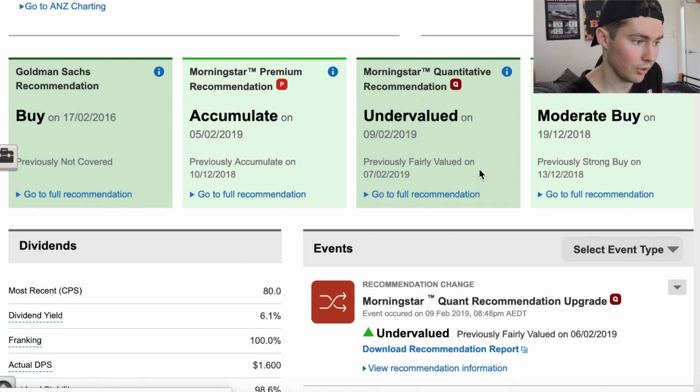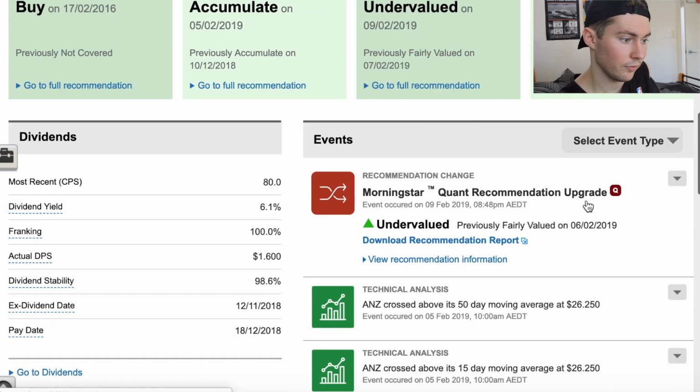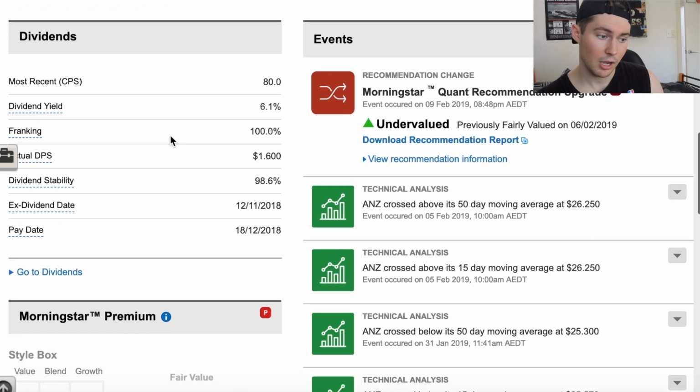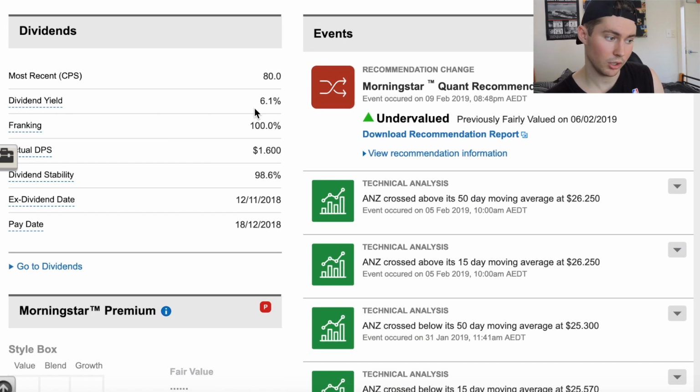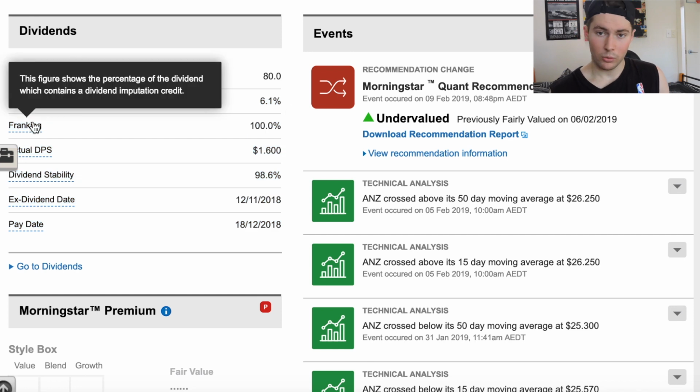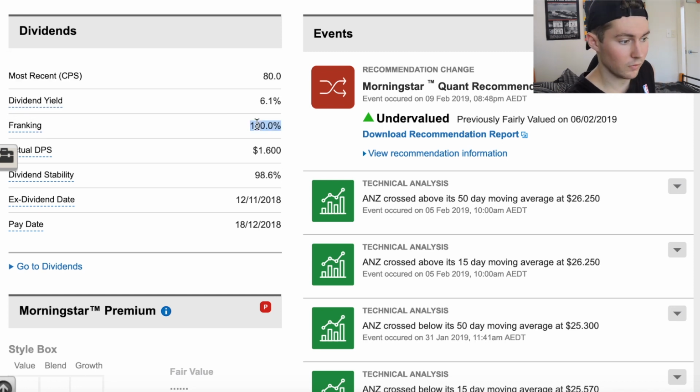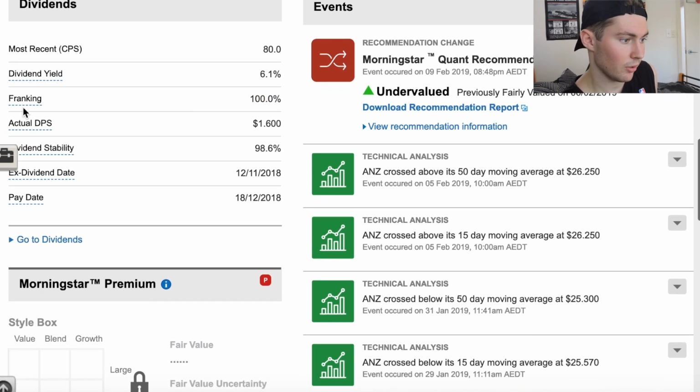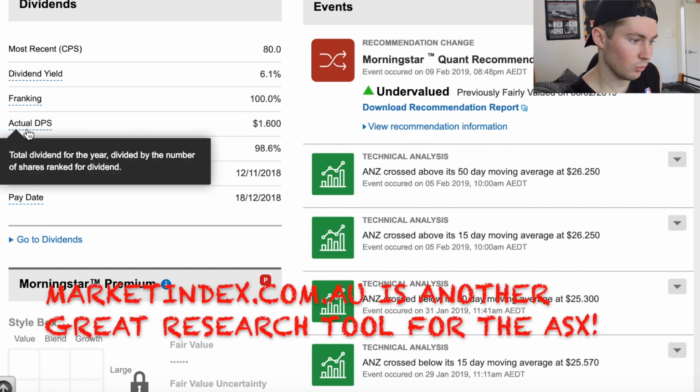Further down you'll have dividend yield, you'll have franking credits. With the ASX, franking credits actually give you a greater return for your dividends. It's to do with tax. I can go through that in a later video, but we're just going to keep moving. You're going to get your dividend dates, how often it is, and whatnot.